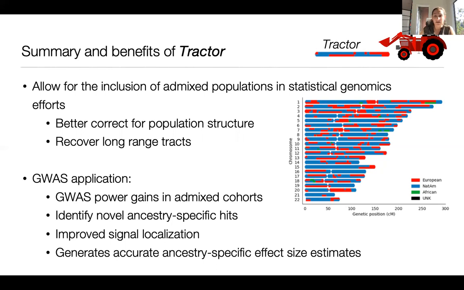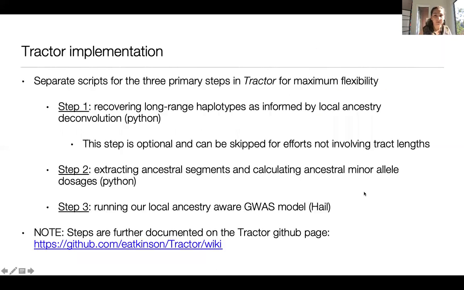So I'll now shift to giving a brief walkthrough of the steps involved in implementing the Tractor pipeline. There are 3 different steps, the first one being optional for efforts that require complete haplotypes. I'm going to go through each of them individually, but the first 2 steps are implemented as Python scripts. And step 3, the GWAS model, the recommended implementation is in the cloud native language Hail.